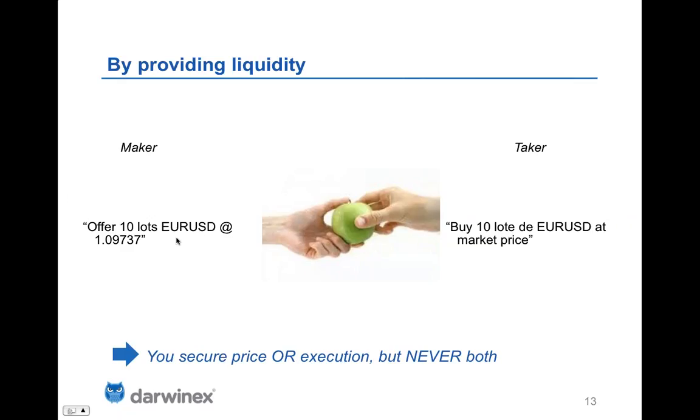So in this case, for sure, the maker, the liquidity provider, will get filled if they get filled at 1.09737, but they may not get filled. So the 10 lots are not guaranteed. The price is guaranteed as a maker, but the fill isn't. As a taker, the fill is mostly guaranteed, but then you have to give away control of the price.